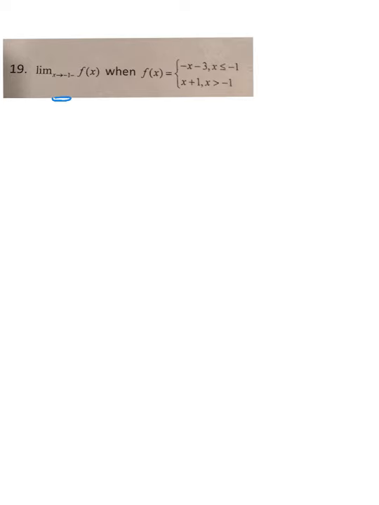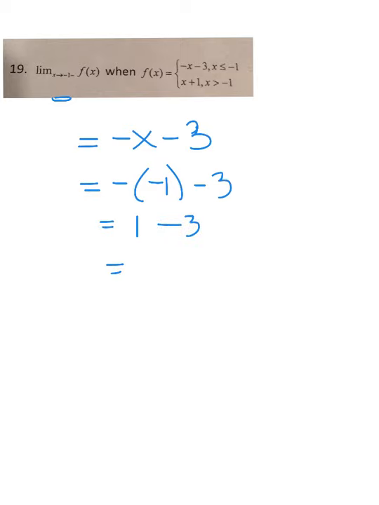So I'm going to just write it down here. I have negative x minus 3, and that's where I'm going to plug in a negative 1, right? So I've got negative 1 minus 3. So that's 1 minus 3, which is negative 2. Okay? And again, just to repeat, I am not plugging that negative 1 into this bottom part because this is saying to come from the left-hand side of negative 1, numbers that are less than negative 1, which this does not include.